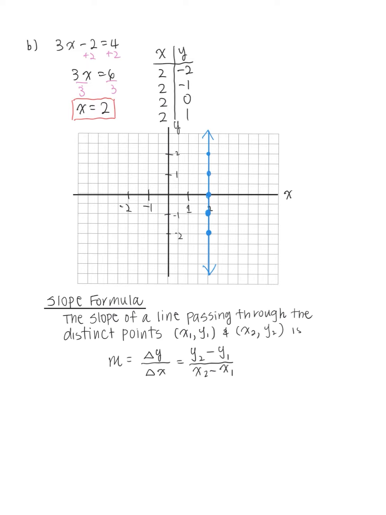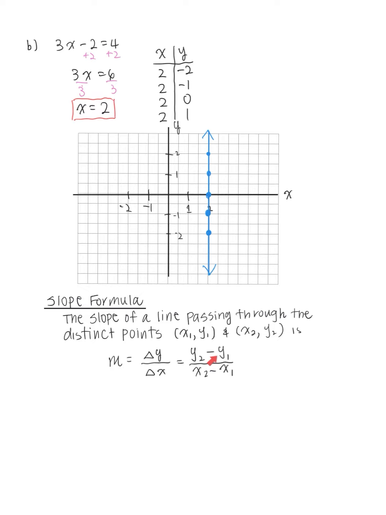All right, our next topic is the slope formula. So what is a slope? It says the slope of a line passing through the distinct points (x1, y1) and (x2, y2) is given by m equals delta y over delta x. In a math class, every time you see a delta sign, that denotes a difference. So this is the same thing as the difference of y over the difference in x. So the formula is y2 minus y1, all over x2 minus x1.